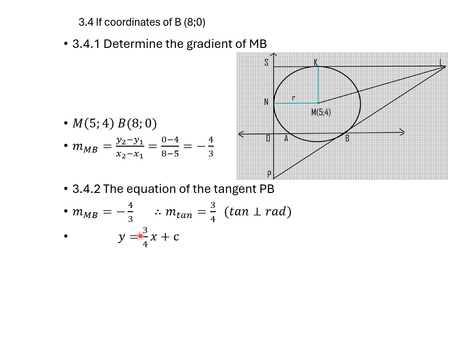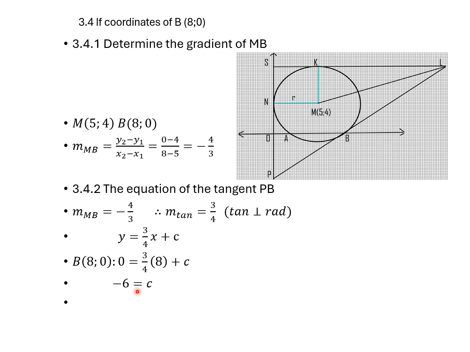So I already have y equals 3 over 4 x plus c. Now we have to work out the y-intercept. The only point we can substitute on this line is 8 and 0, which is B. If I substitute 8 and 0, this states that y is 0 when x is 8. 8 times 3 gives me 24, 24 divided by 4 gives me positive 6. Taking it to the other side, it becomes negative 6.